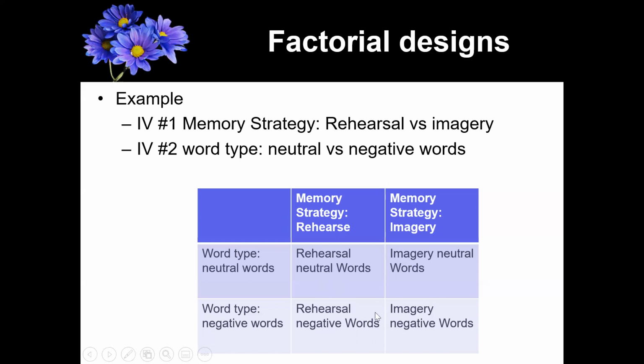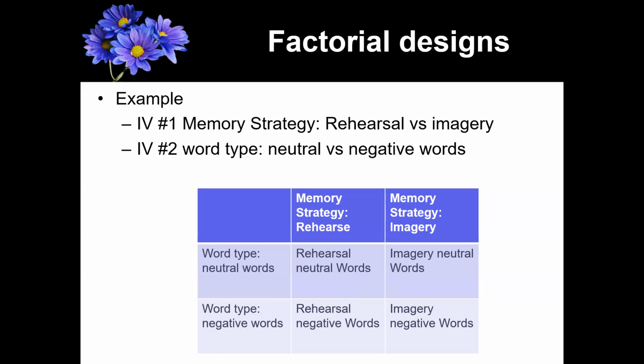That would mean that one variable is being manipulated within subjects, that being memory strategy, because the same people are doing rehearsal versus imagery for neutral words, and then the same people are doing rehearsal versus imagery for negative words. That's a within subjects factor. However, the between subjects factor is word type. So different people are doing negative words, but the same people are doing rehearsal versus imagery.